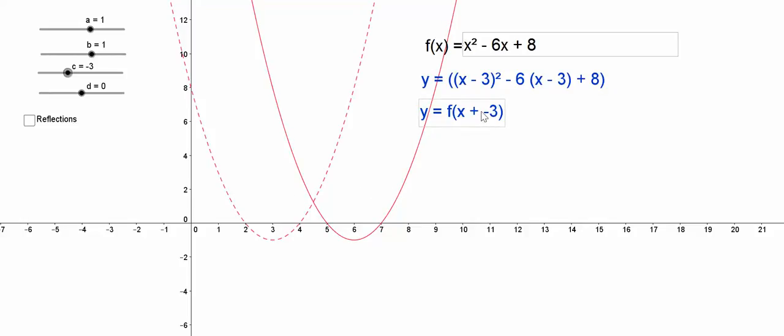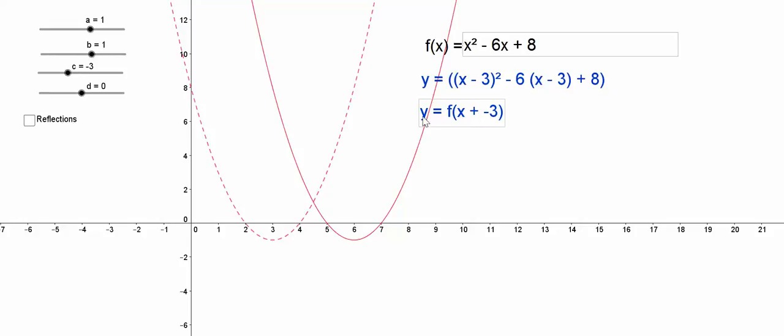If we look at the equation here, the equation of the new graph is y equals f of x minus 3. So by moving in the positive x direction, we have to subtract 3 from the value of x. This makes sense if you look at the equation here.